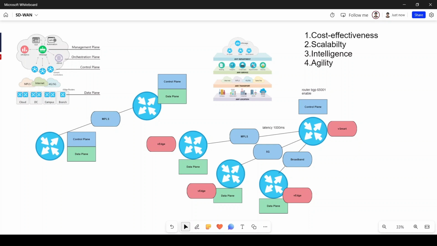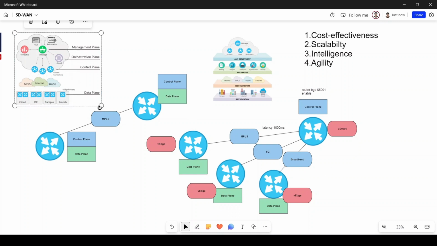vSmart facilitates the exchange of control plane information among SD-WAN devices. It exchanges routing and policy information with vEdge routers, allowing for the distribution of routes, network reachability, and quality of service. vSmart integrates with other components of the SD-WAN solution, such as the vBond Orchestrator and the vManage Network Management System. Right? It communicates with vBonds for secure device authentication and with vManage for centralized management and monitoring of the SD-WAN fabric. Speaking about these two SD-WAN nodes that we haven't discovered yet.